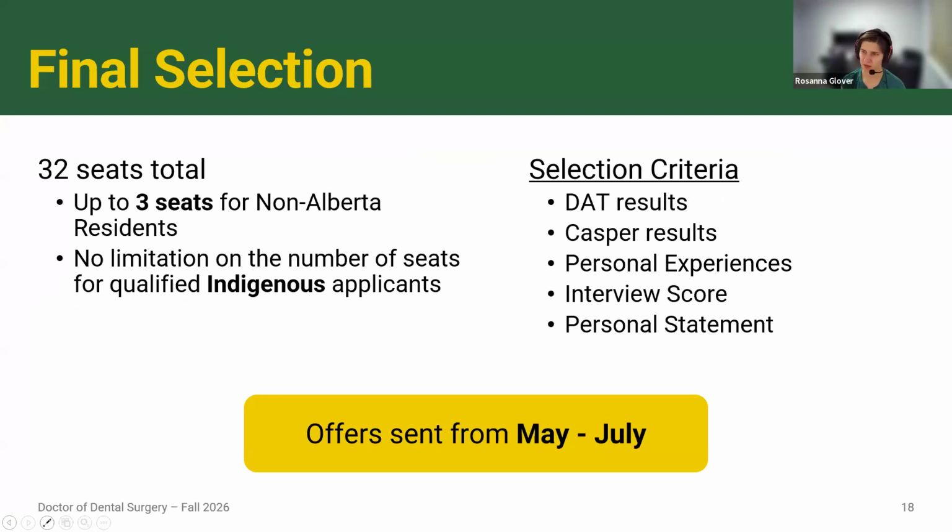And so then from there, we have our final selection. For the DDS program, we have 32 seats total. Up to 3 of those seats are available for non-Alberta residents, and we don't have a limitation on the number of seats for qualified Indigenous applicants. For our selection criteria, basically it's pretty much everything. So the DAT, Casper, personal experiences, and then add your interview score and personal statement. Those offers are sent somewhere between May to July.